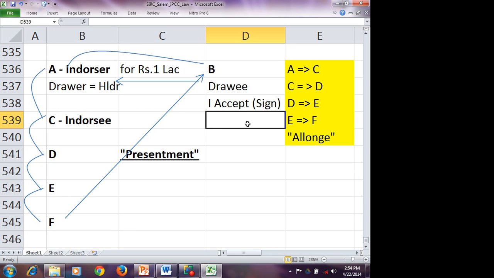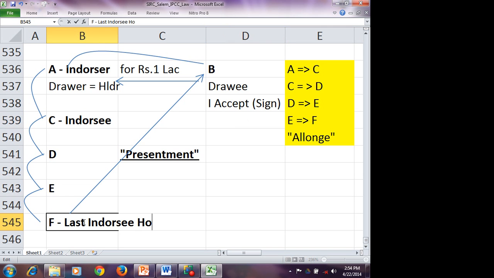Now on the date of maturity, F is called the last endorsee holder of the instrument. So upon maturity, F goes to B and makes the presentment. B has to honor the commitment.